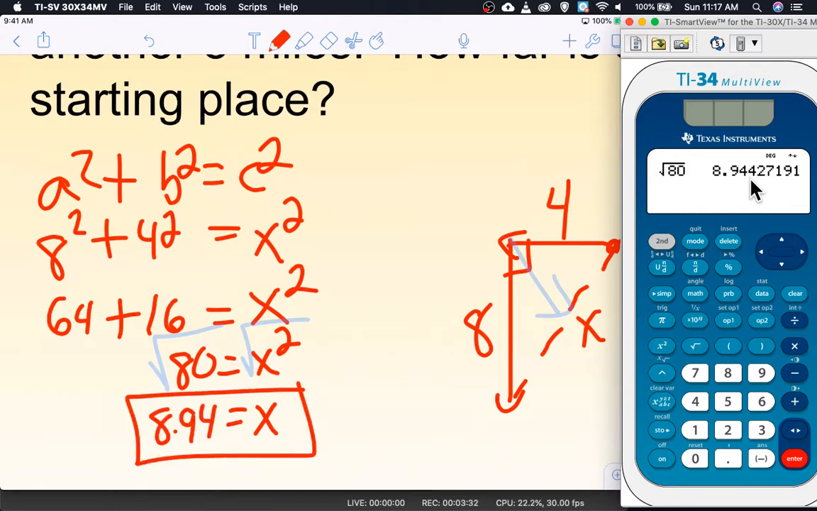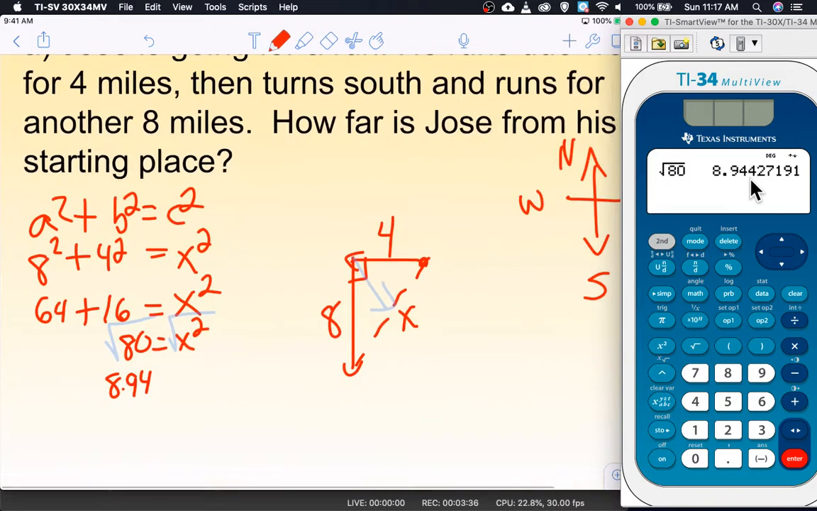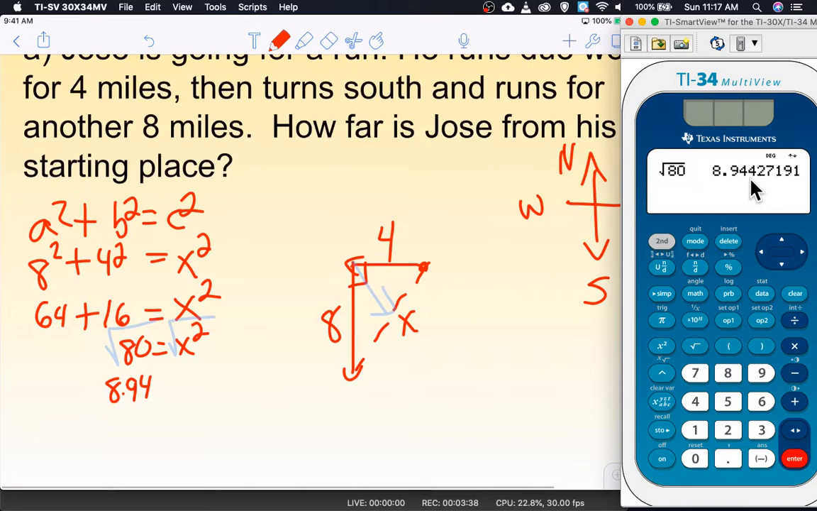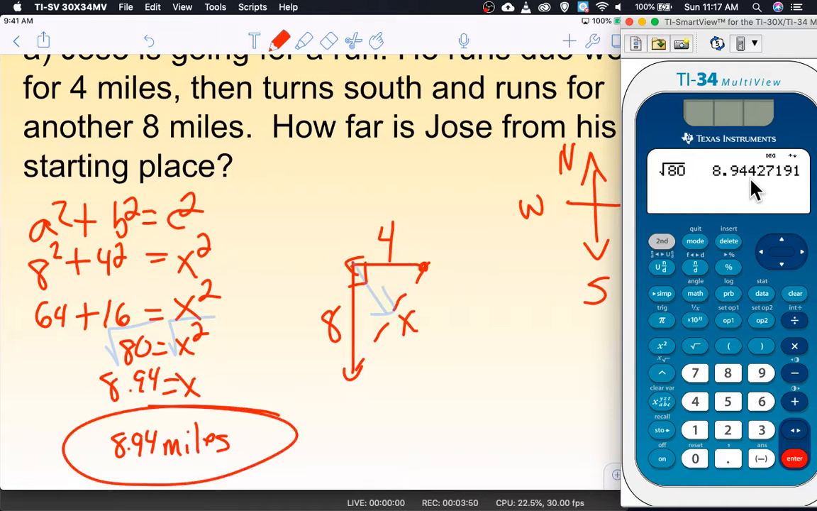And I should probably put a unit in here. So 8.94, was it miles? Yeah. X equals 8.94. So the distance he was from his starting place was 8.94 miles.